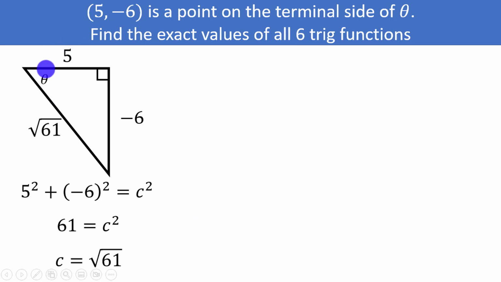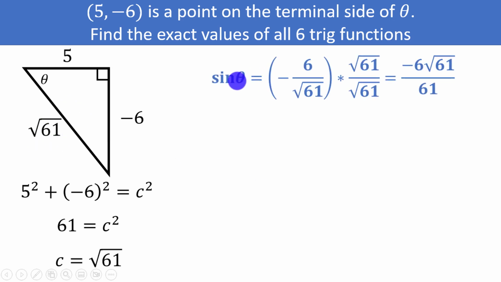Okay, sine of theta is equal to opposite over hypotenuse, or -6 over the square root of 61. Again, we will get a square root in the denominator. So sine of theta is -6 over the square root of 61. We can rationalize by multiplying by the square root of 61 over itself, and we will be left with -6 times the square root of 61 over 61.